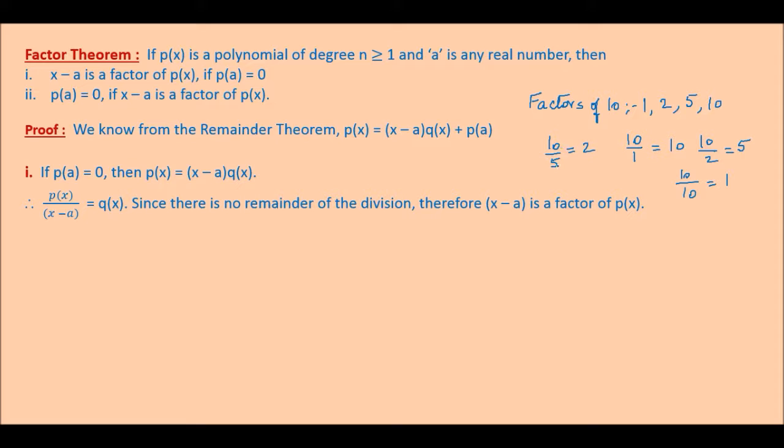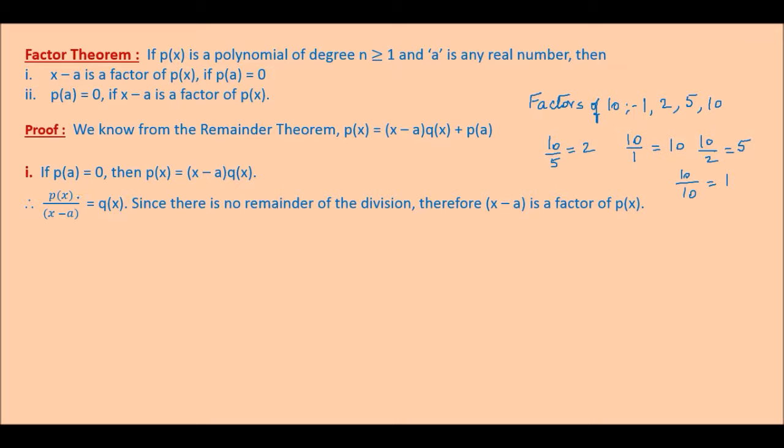So, when we get a number which can divide the given number leaving no remainder, then we say the number that we are dividing with to be a factor of the number which we are dividing. Similarly, for polynomials, if a polynomial is divided by another polynomial and if we do not have any remainder of the division, then we call the divisor polynomial to be a factor of the dividend polynomial.